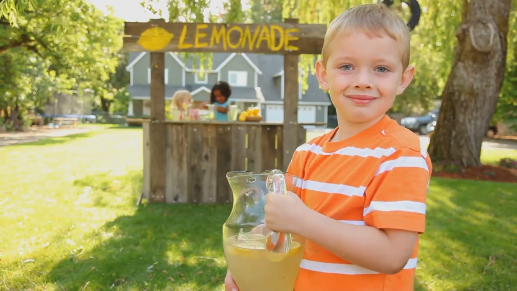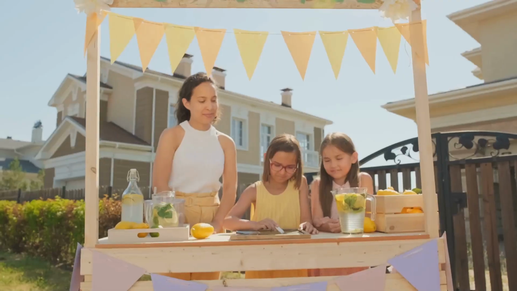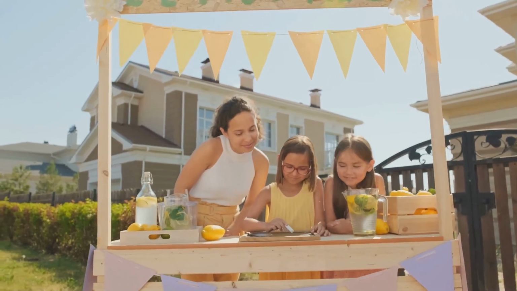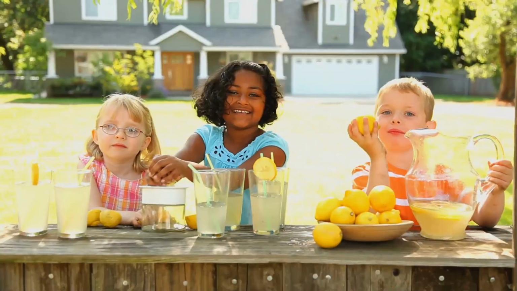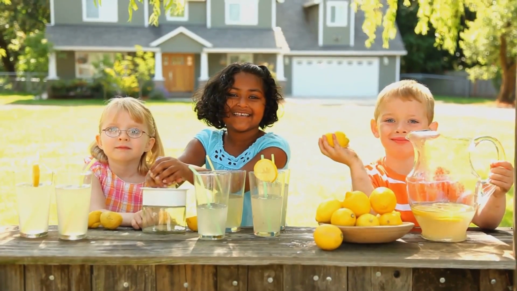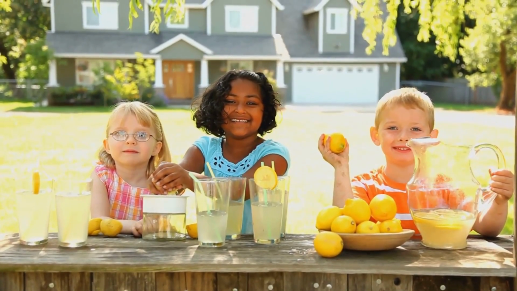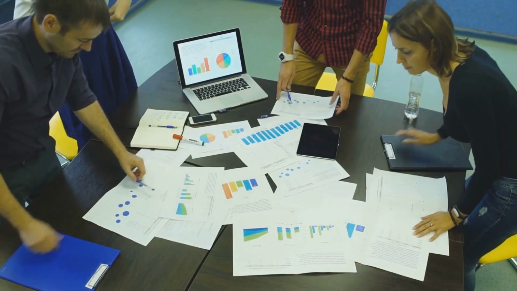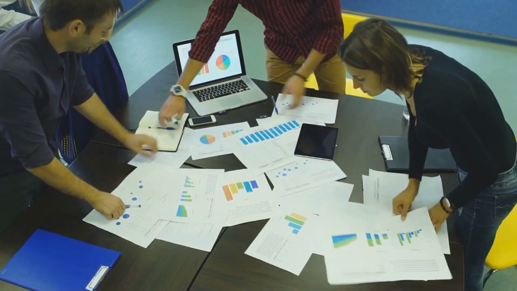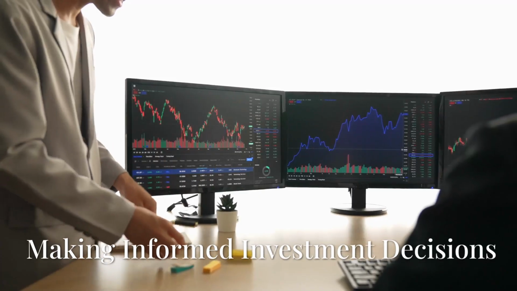Think of it like this: you have a lemonade stand. Your assets are the lemons, sugar, and the stand itself. Your profit is the money you make from selling lemonade. ROA tells you how much profit you're making for every dollar invested in your lemonade stand. ROA is expressed as a percentage. This makes it easy to compare the profitability of companies, regardless of their size or industry.